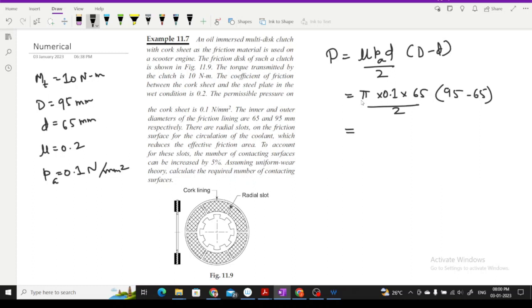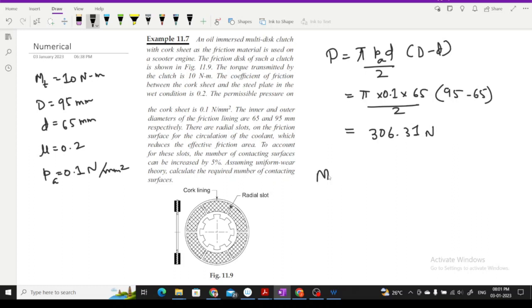How can it be 1.5? Is it pi or mu? Oh, sorry. Now you can tell me. What is the answer? Anyone? 306.305. Yeah, it is almost around 306.305.